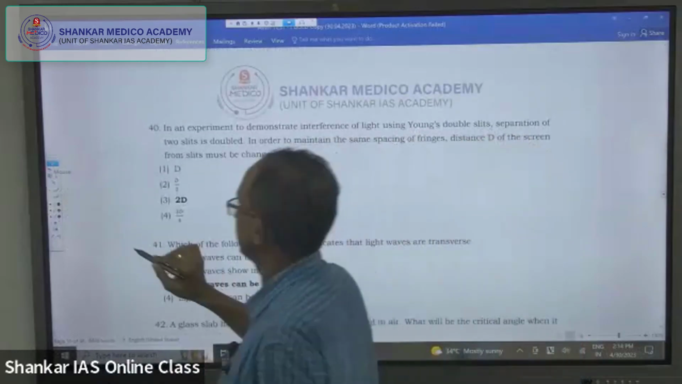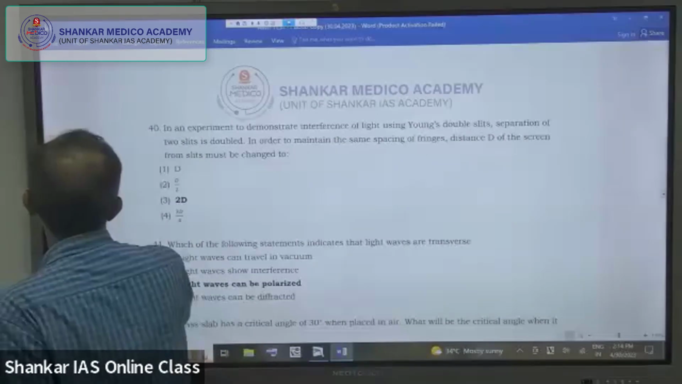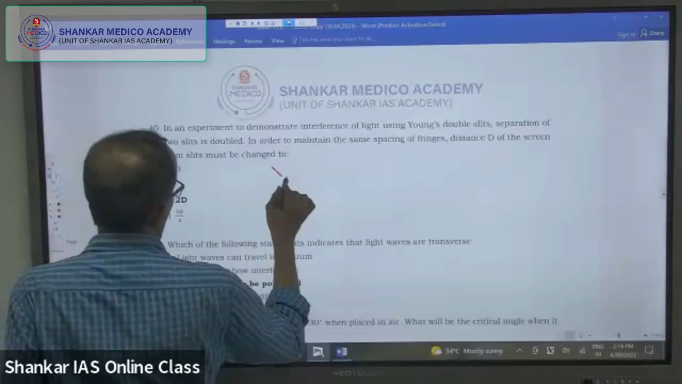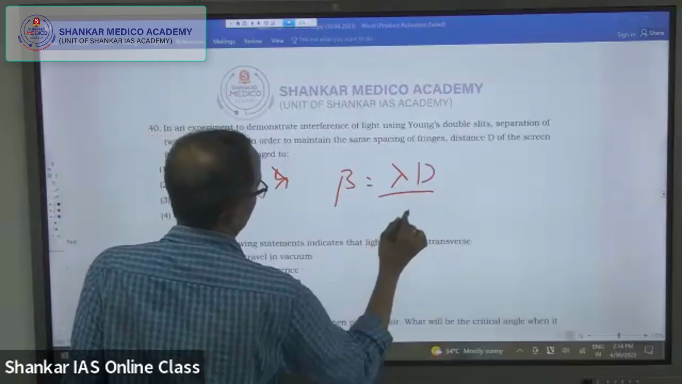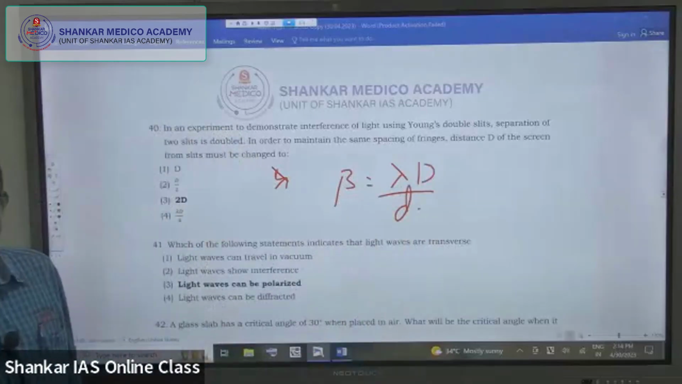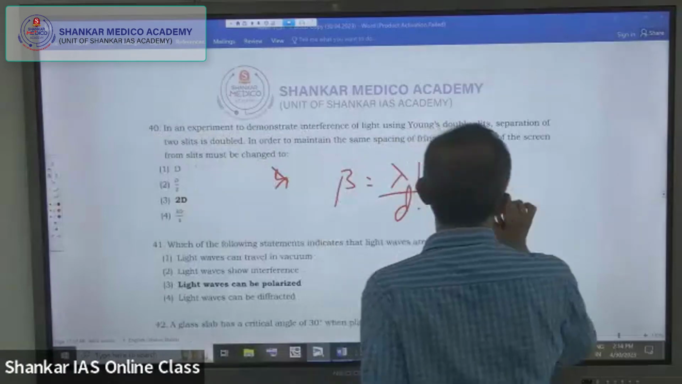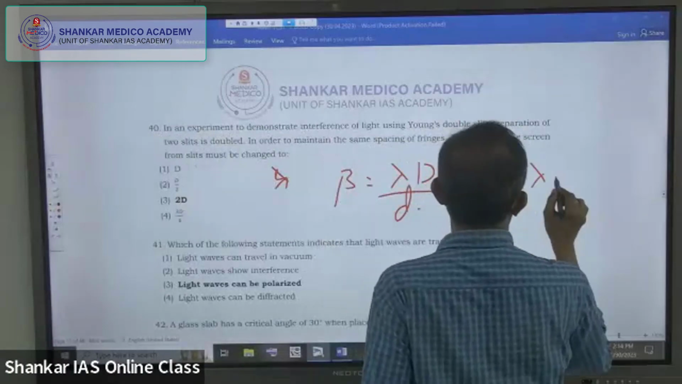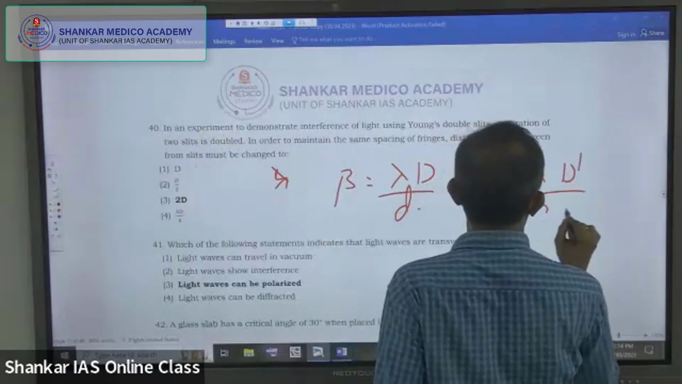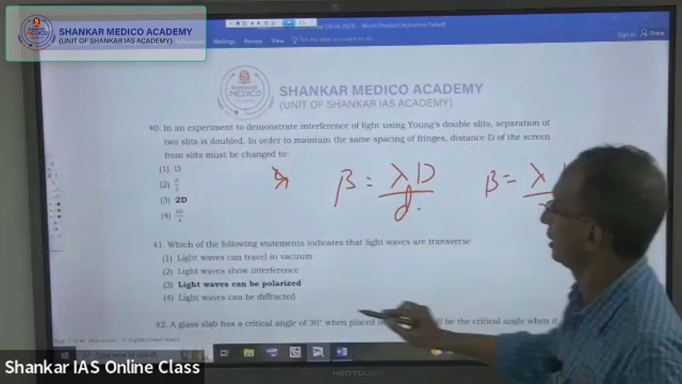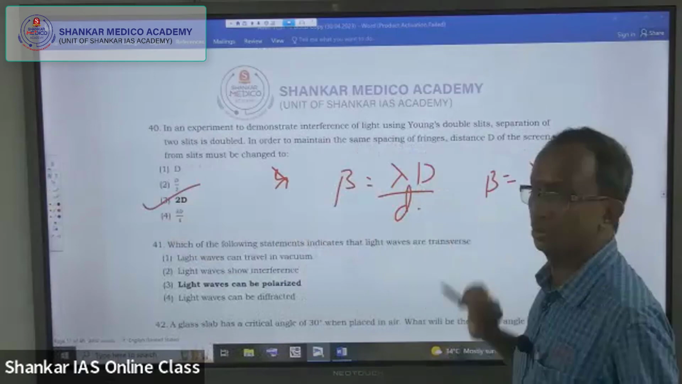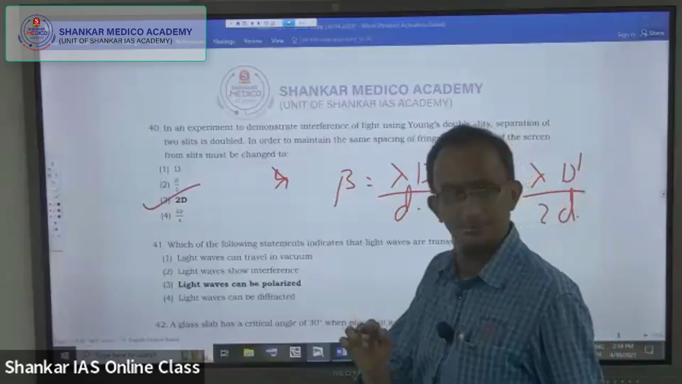Here, beta equals lambda d by small d. In the second case, it is beta equals lambda d dash by 2d. Beta is same in both cases. Then d dash becomes 2d. Got the answer?